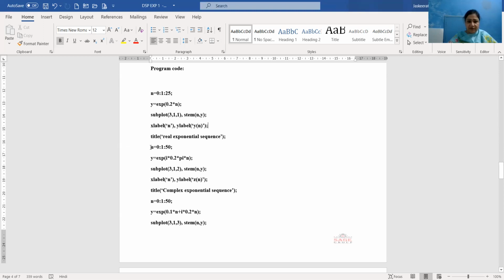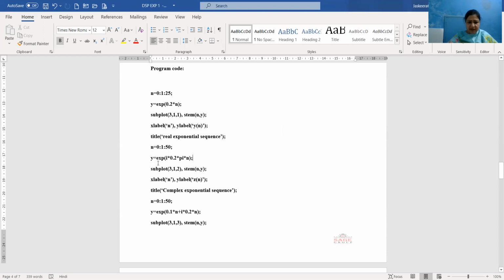Now again we will define the x-axis, which is represented by small n. It will vary from 0 to 50 with an interval of 1. We can write here 25, 100, we can increase the samples. This is an option in our program. We can change it also.